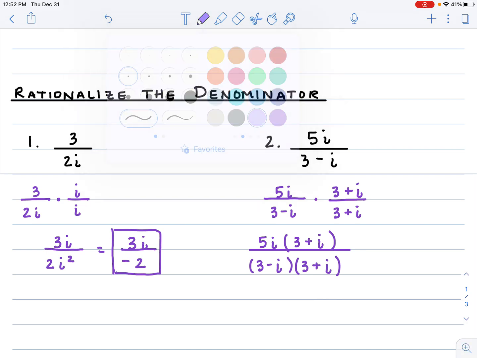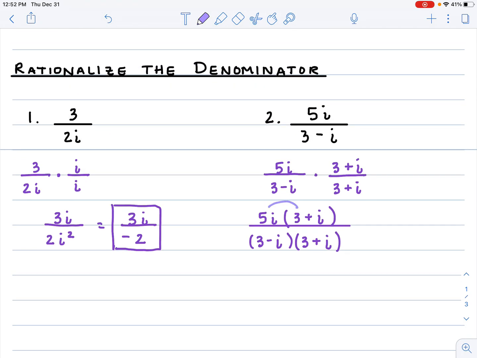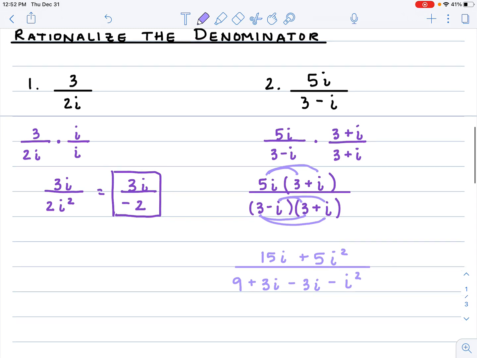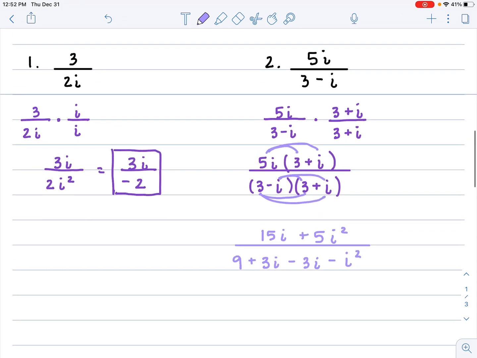So it's going to take a little bit more distributing than the last one. So I've got 5i times 3, that would give me 15i. And then 5i times i, which would give me 5i squared. On the bottom, I've got 3 times 3, which would give me 9. 3 times i would give me 3i. Negative i times 3 would give me negative 3i. And negative i times i would give me negative i squared. So from here, we just need to start simplifying.